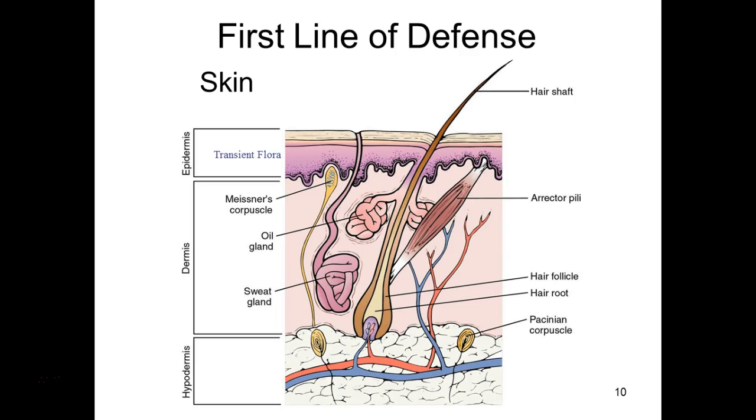So transient flora are going to land on that outer layer, and they're going to be removed when the skin sloughs off. About every 48 hours, you completely turn over the very outer layer of your skin. 90% of the dust in your home, they say, is your own epithelial cells. And that's what the dust mites are eating.